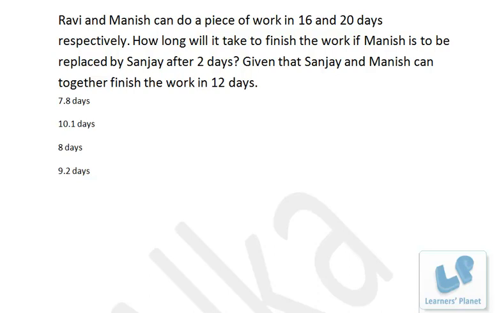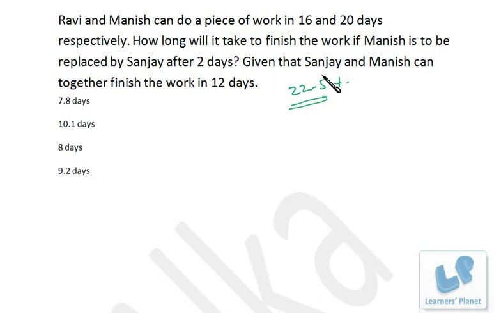First of all, we find out the capacity. Okay, no problem. See, in 2 days, what is the fraction of the work that is done? See, in 2 days, 2 by 16, that is 1 by 8, or we can say 12.5% work has been done by Ravi, right? And 2 by 20, that is 10% of the work has been done by Manish. That means in the initial 2 days, 22.5% work is already done.